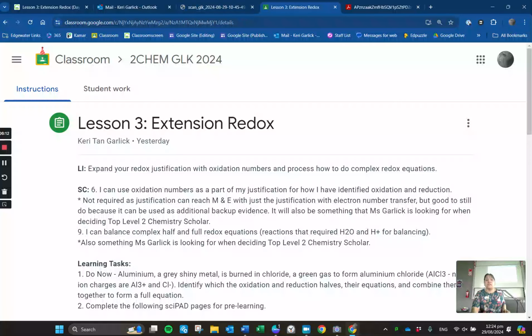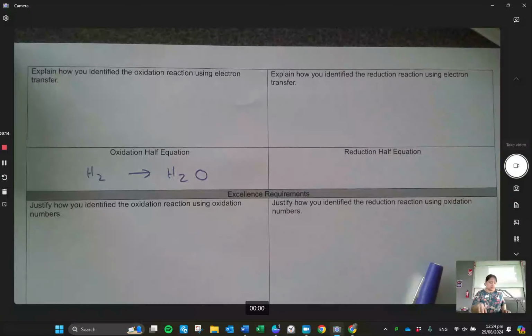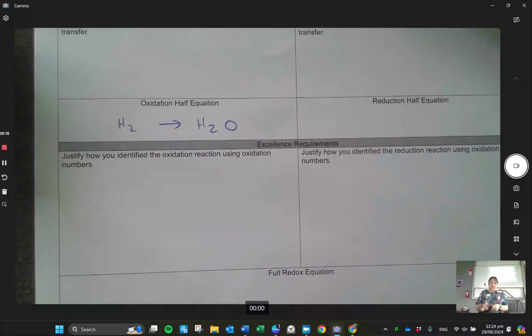Just want to point out for this one, because it does use, like I said, oxidation numbers, when you're doing your justifications then, sorry about that.